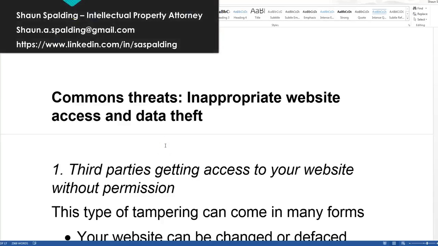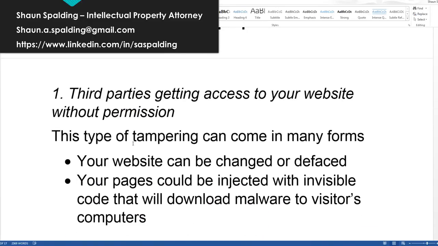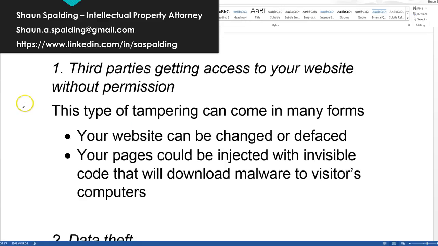So let's talk with a few more specifics about common threats. Two of them are inappropriate website access and data theft. So let's talk about the first one: third parties getting access to your website without permission. So this type of tampering can come in many different forms.